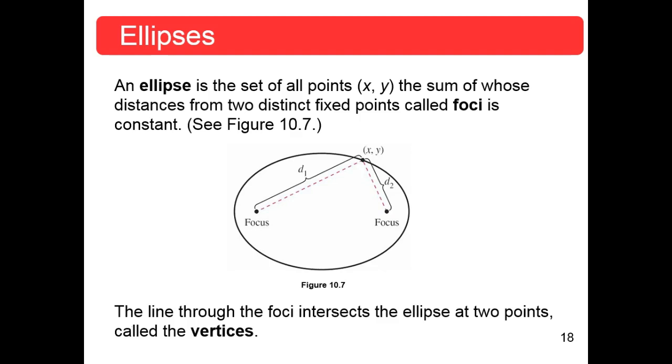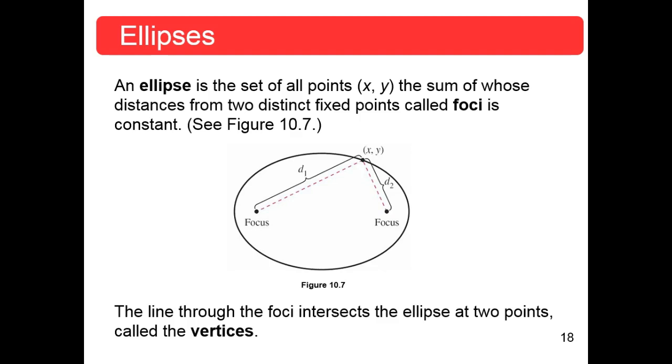And it turns out, as you move around here, of course, the D1 gets shorter, D2 is getting longer, but the sum is a constant. When it's over here, your D1 and your D2, that's an easy way to figure out what that is. Distance of this plus the distance of that, or distance of this plus the distance of that. At the same time, the line through the focus intersects the ellipse at 2 points called the vertices.